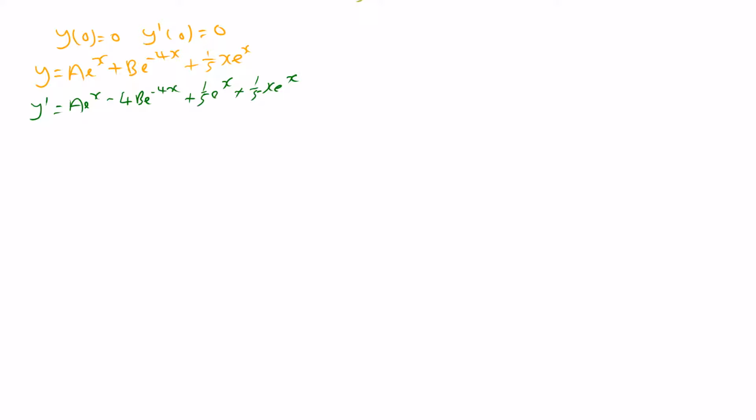So now we can put in our initial conditions. y of 0 is 0, so let's put 0 in here. y of 0 is equal to A plus B plus 0, which equals 0. And then y prime of 0 is also equal to 0. So y prime is A minus 4B plus a fifth. That equals 0.